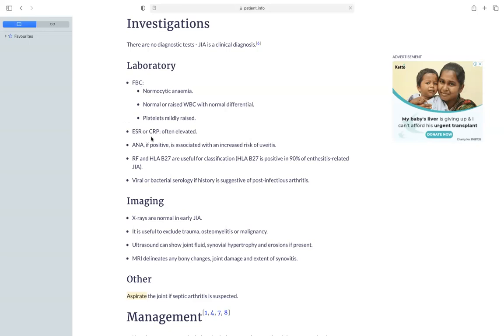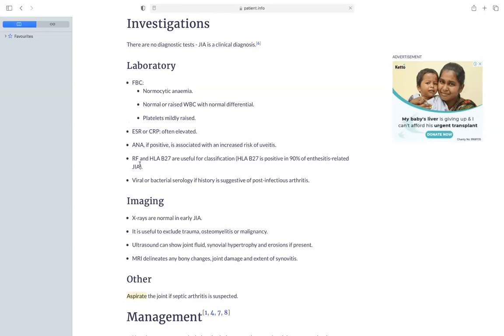and you will do ESR, CRP, which are often elevated. Okay. So ANA, if positive, is associated with increased risk of uveitis. So whenever you suspect JIA in a child, we have the criteria, which we will read by ourselves later. So you will do the CBC, you will do ESR, CRP, which is often raised, and ANA, if it is positive, it will give you the increased risk for uveitis.